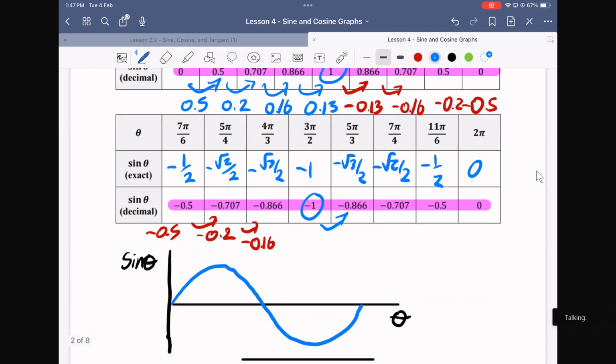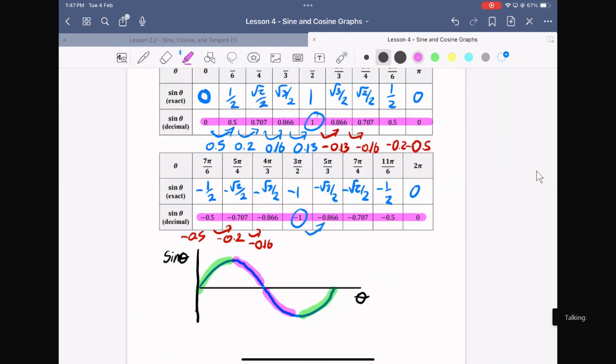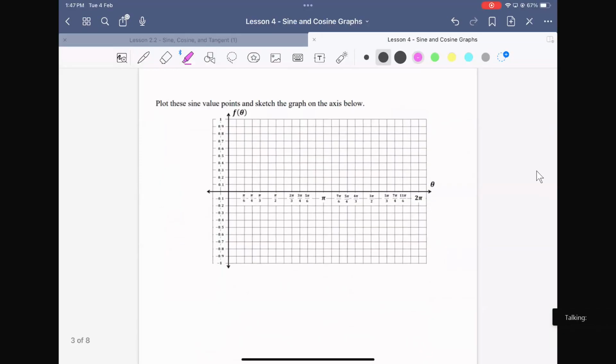So if we're looking at the graph, where are the rates of change positive? The rates of change are positive here, and here. Where are the rates of change negative? Here and here. And you can see that graphically as well. All right. We just did this.